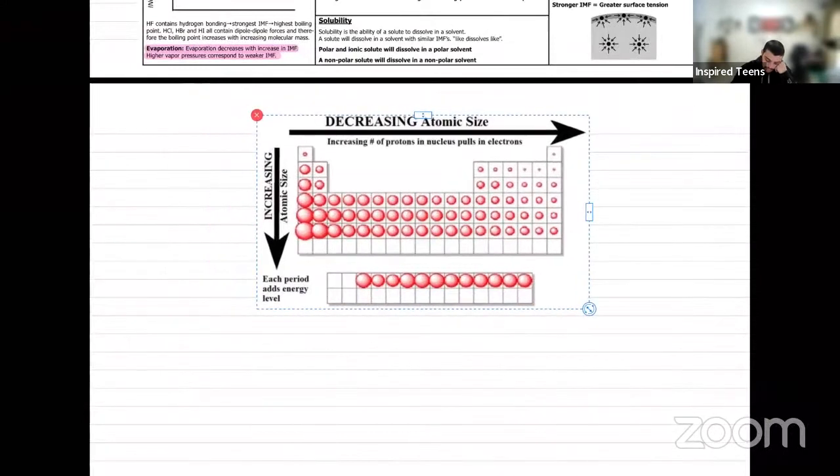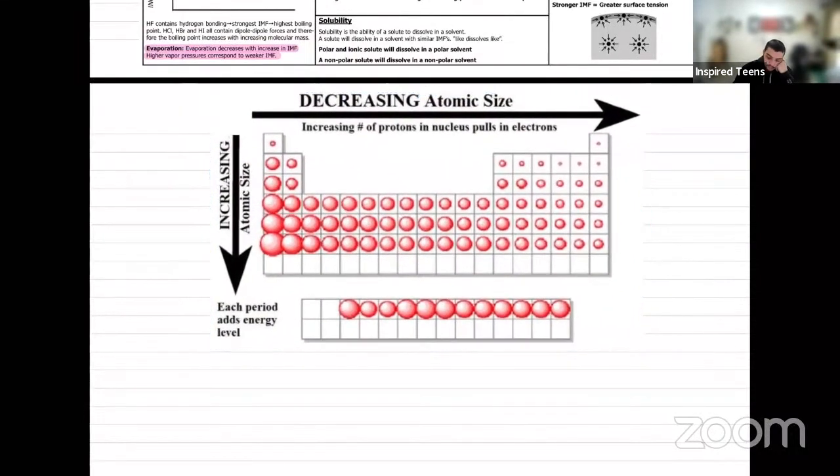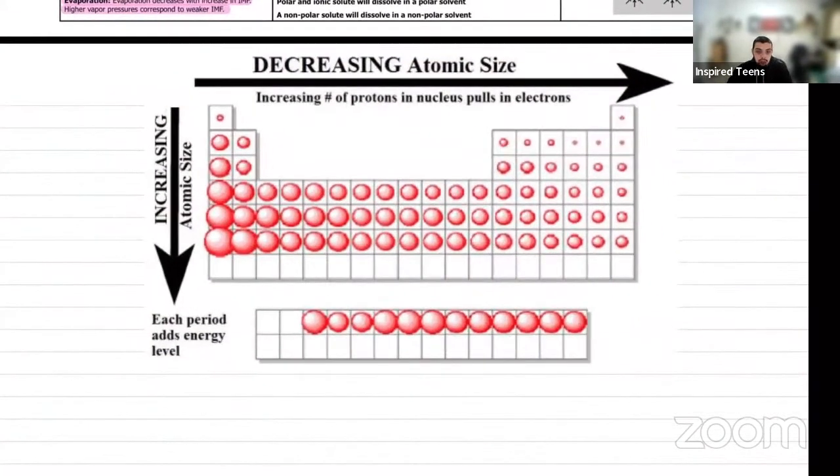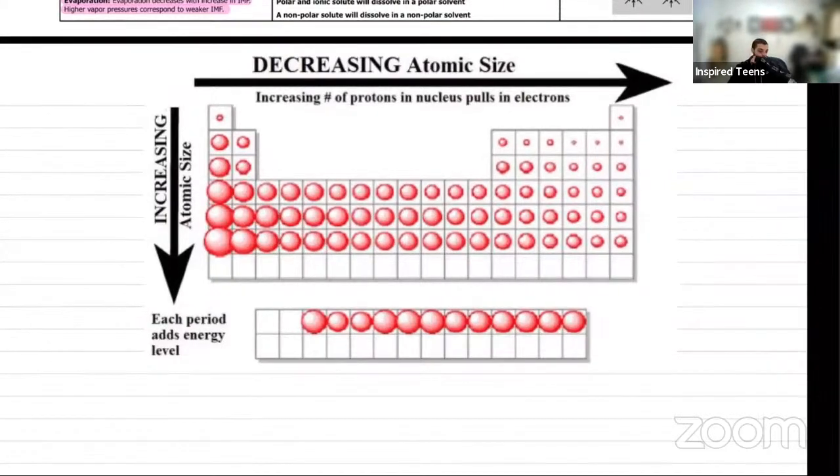Okay, here we go. So yes, this is the atomic size trend on the periodic table. As we move down and left, we move in the increasing direction of atomic size, and obviously moving to the right is decreasing atomic size. Okay, so this is the trend of size of each element in the periodic table.